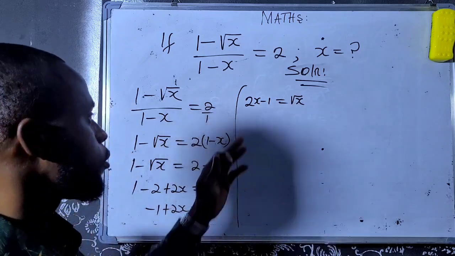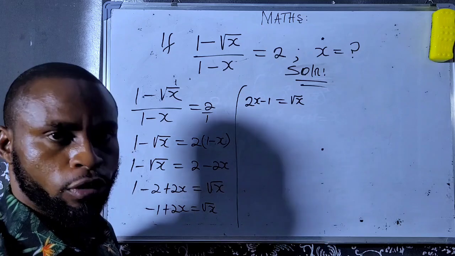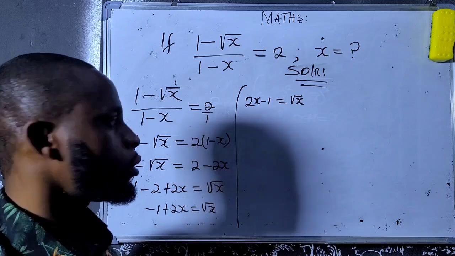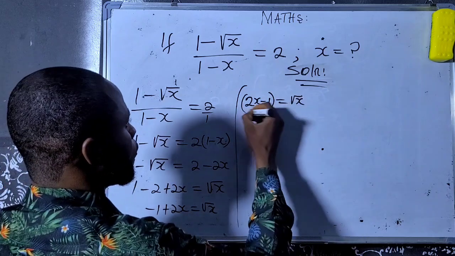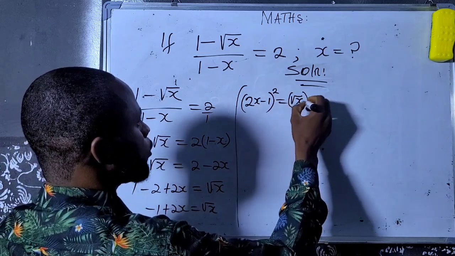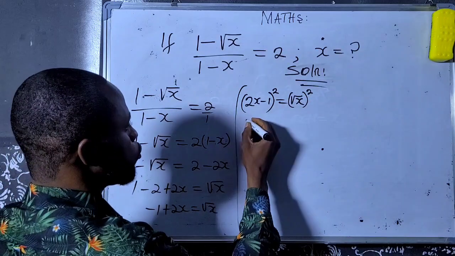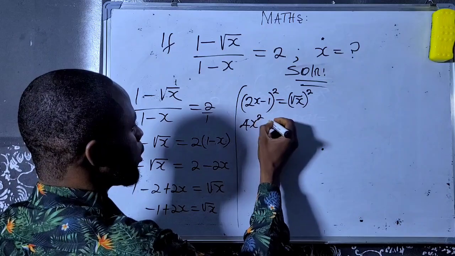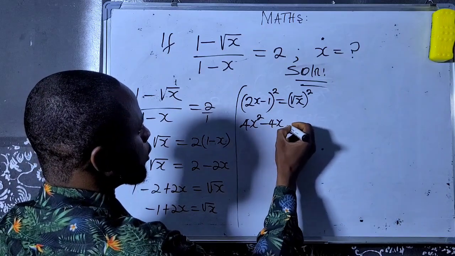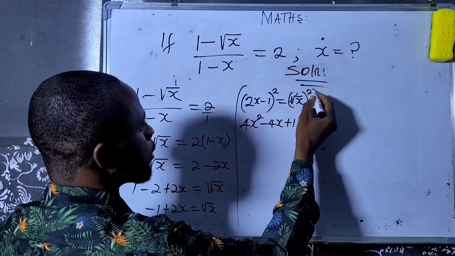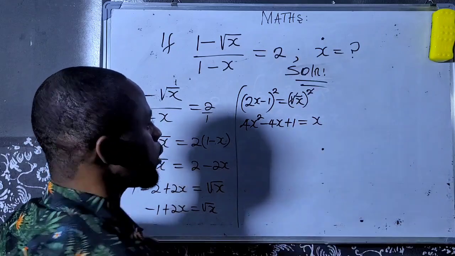Now the next step to be considered here is to square both sides of the equation so that this radical sign can be removed. Now we square this and we square this as well. If you expand this, you're going to have 4x squared minus 4x plus 1 equals, here the square root cancels the square, and we have here x.